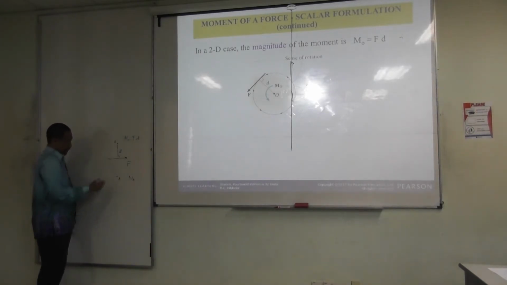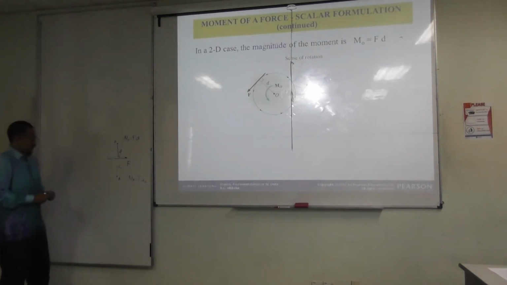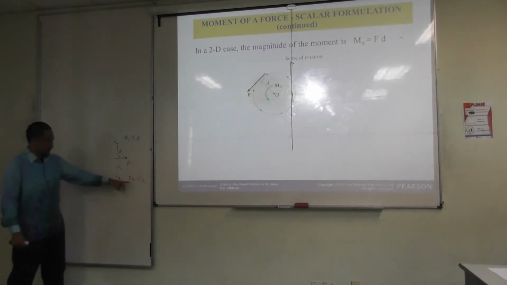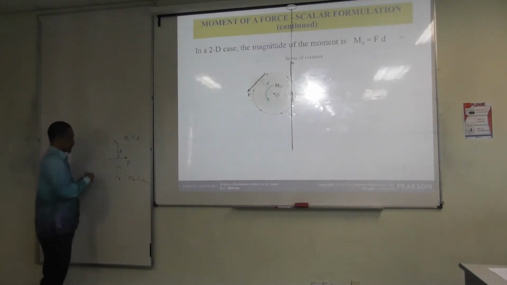Of course, if this is the case, let's say the perpendicular distance is here, D2, so the moment is F times D2. As you can see, the important point is where the point is. We are considering a force that creates a moment about a different point. What is the point that we are talking about? And the distance should be the perpendicular distance from the point to the force.